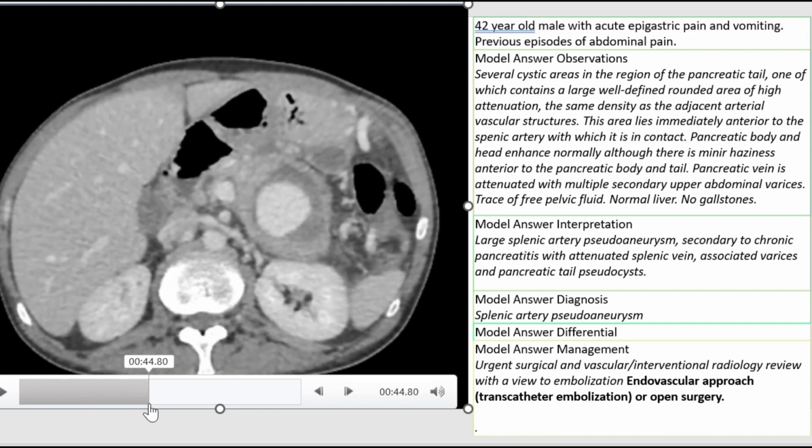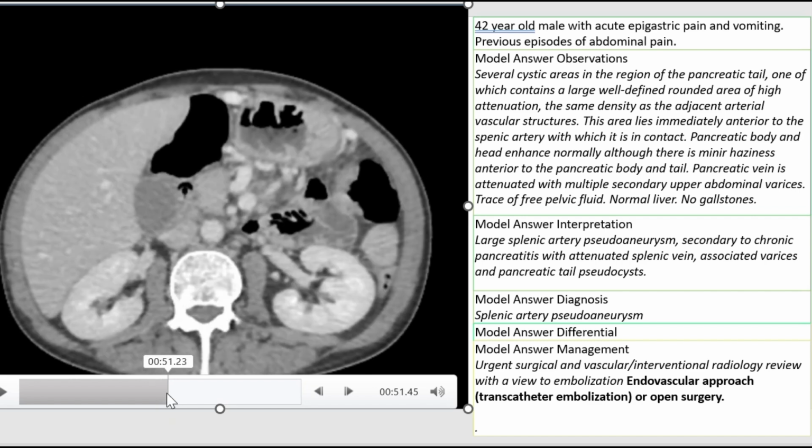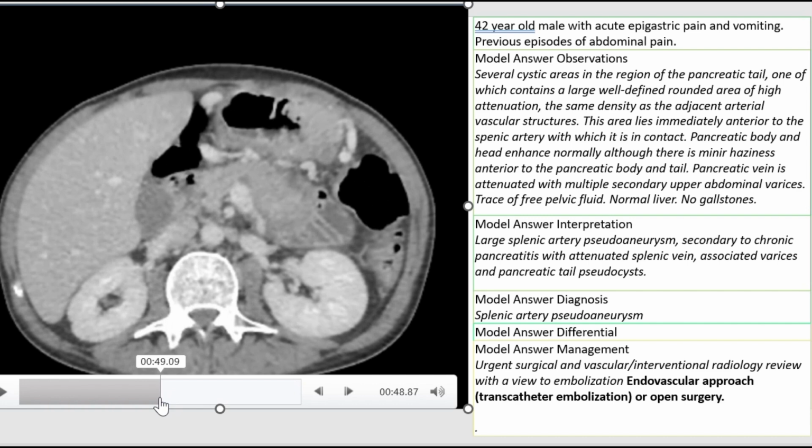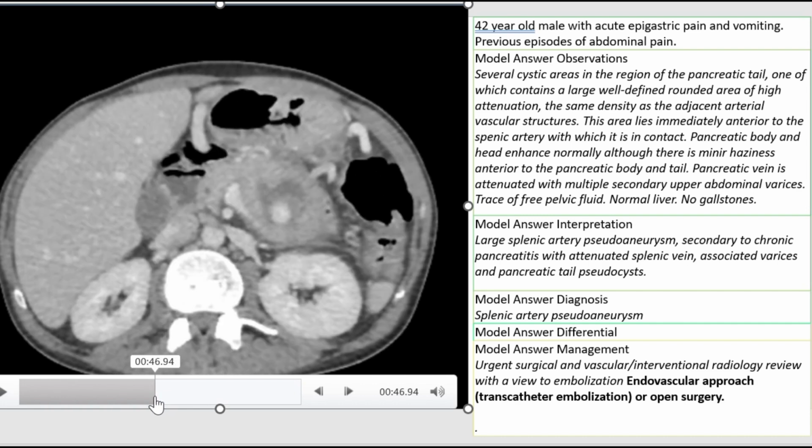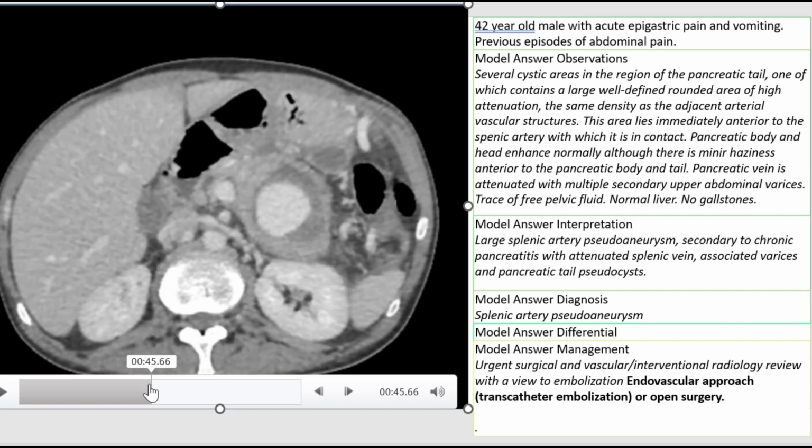Can you see the pancreas here? This is the head of the pancreas. And when you go up, the body and the tail of the pancreas, okay? I can see diffuse enlargement, especially of the pancreatic body and tail, okay?